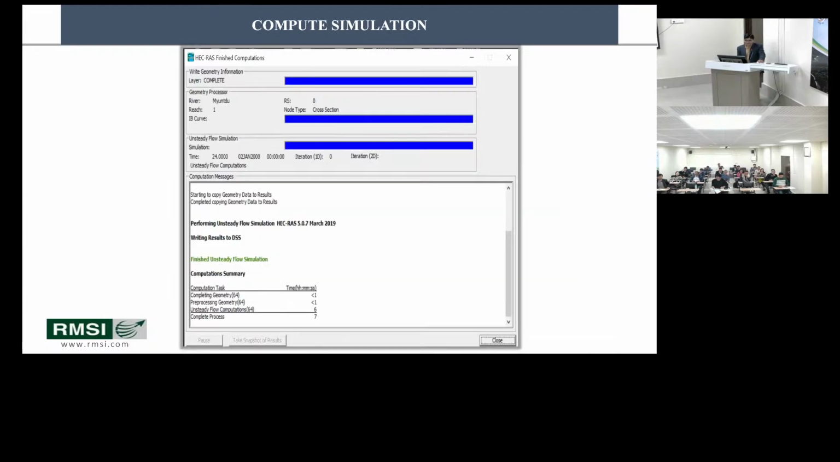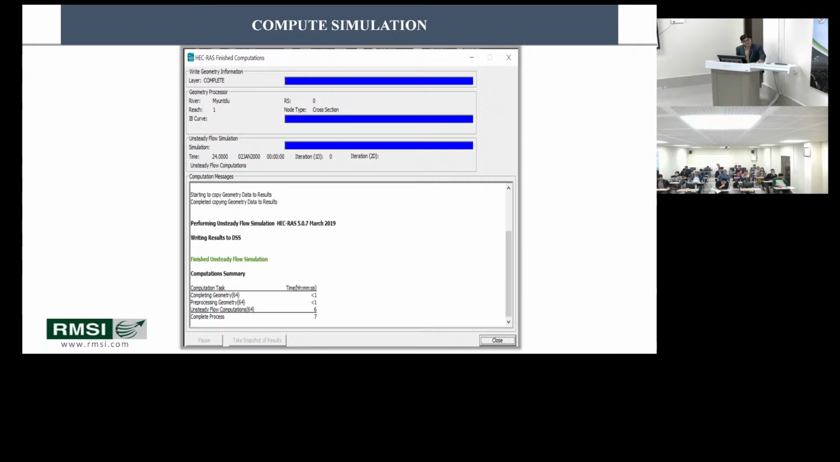This is the window. Once you have integrated all the data into the model, the cross-section data, survey data, all this data, then you can simulate your model. This is the simulation window. The blue line is showing your model is successful. At the bottom of this message log, you can see your model is successful. Finish the unsteady flow simulation means you have completed your simulation.